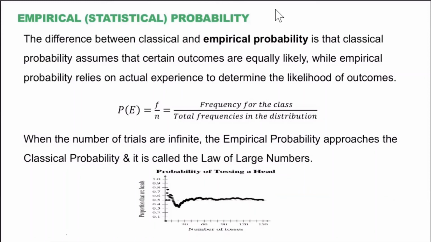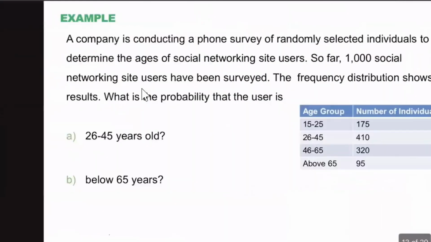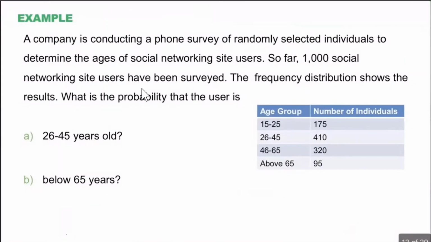We are going to take an example and use this formula to solve it. Here is that example. Let's read through and then solve this problem. Let's see what is given. A company is conducting a phone survey of randomly selected individuals to determine the age of social networking site users. So far, 1,000 social networking site users have been surveyed, and the data is here. The frequency distribution shows the result.